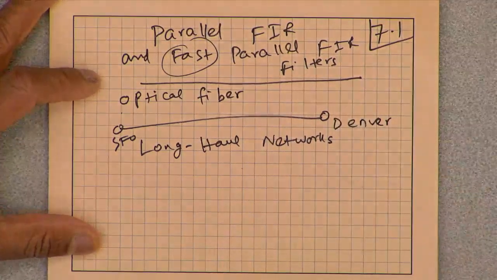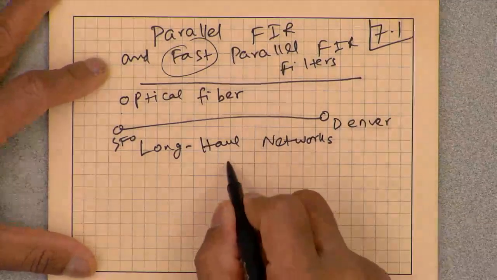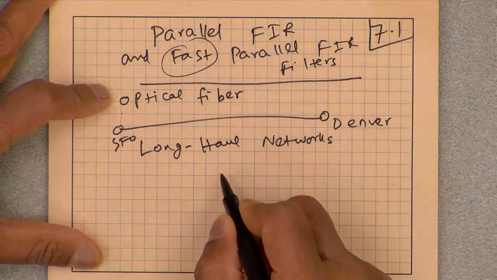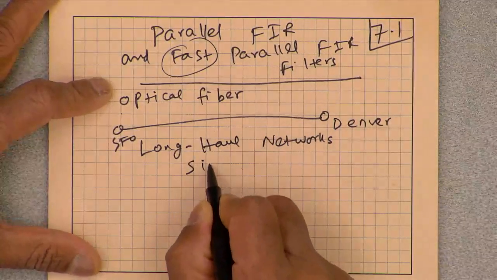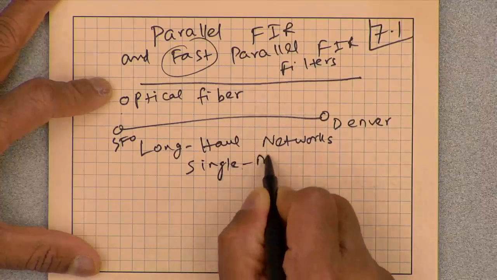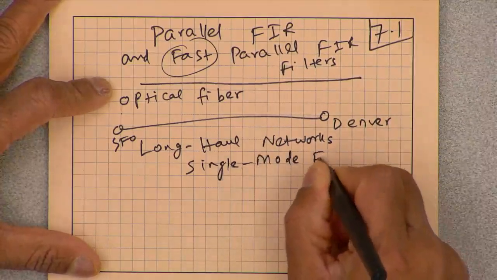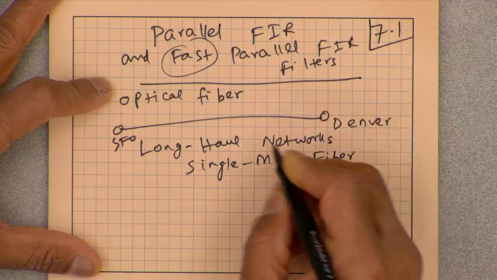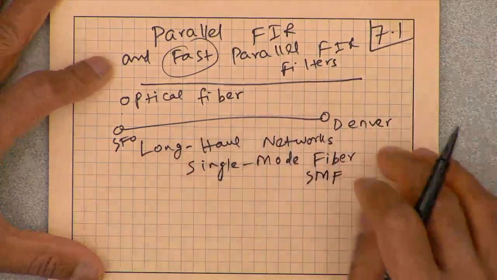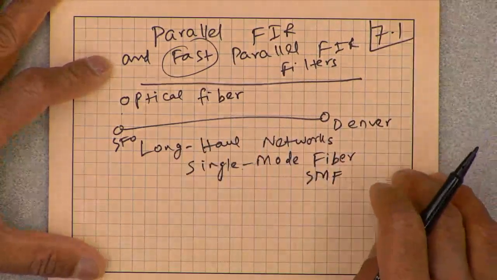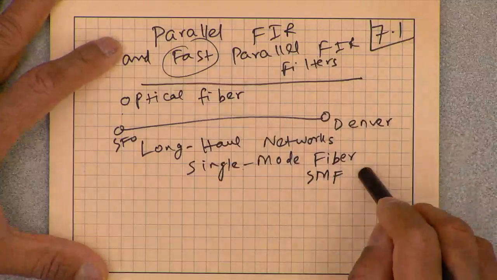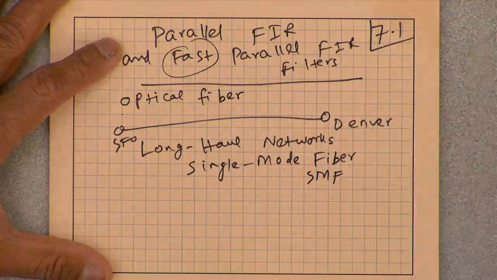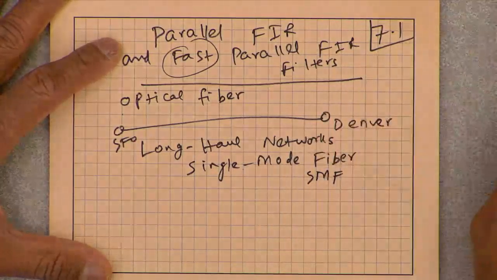And so these kinds of long haul networks are typically single mode fiber, and I don't want to get into those kinds of details, but these fiber cables are single mode fiber, and so these are long haul. So long haul networks typically make use of very expensive fiber cables. Maybe there is another one coming to Minneapolis, but let's not worry about that.